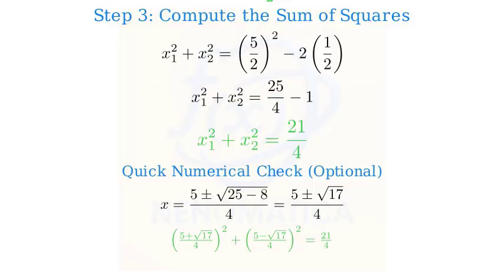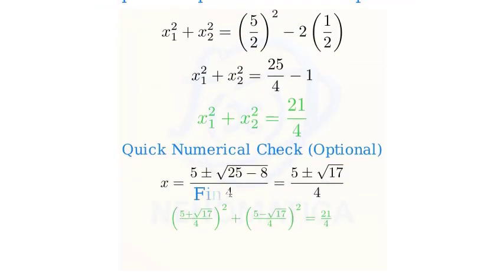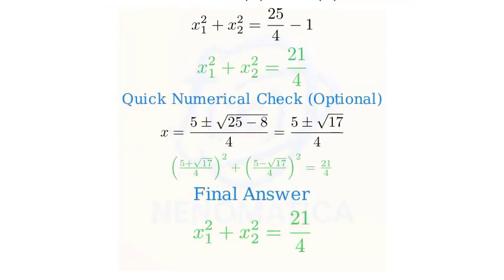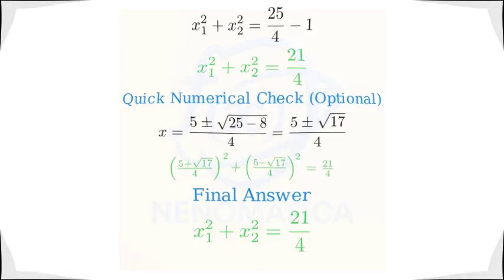This matches perfectly, so our identity and substitution are consistent. Final answer. The sum of the squares of the roots of the quadratic 2x squared minus 5x plus 1 equals 0 is 21 over 4.